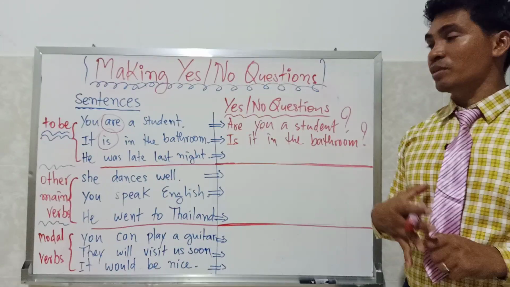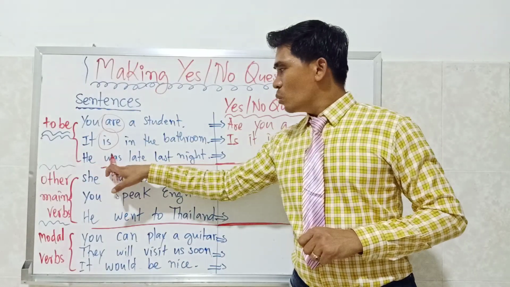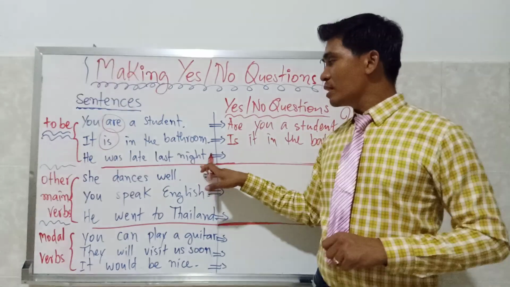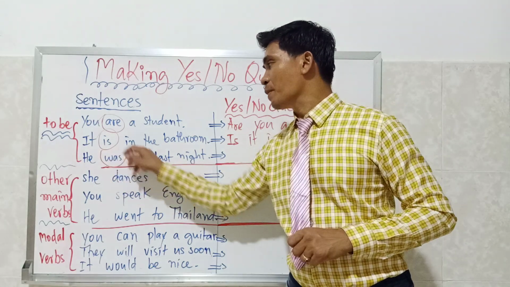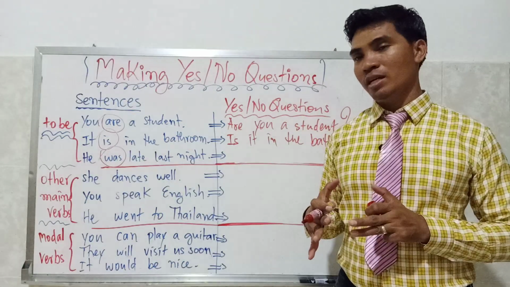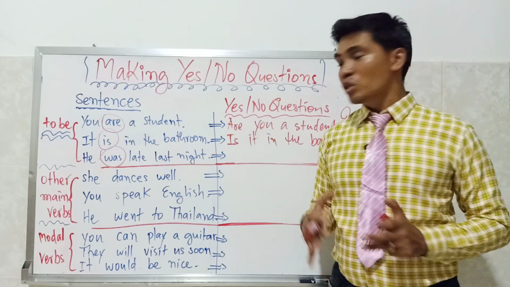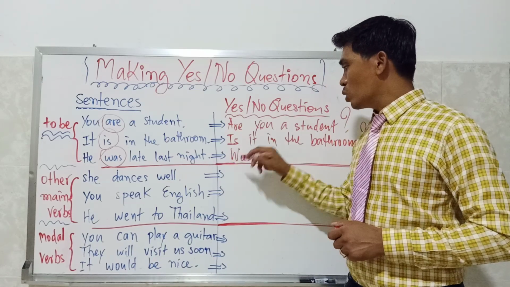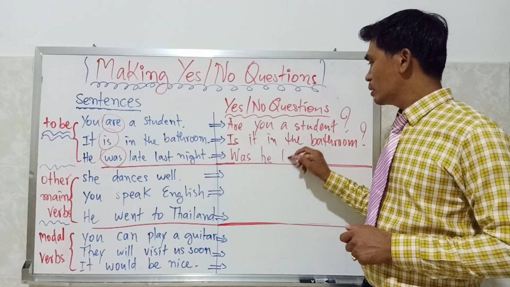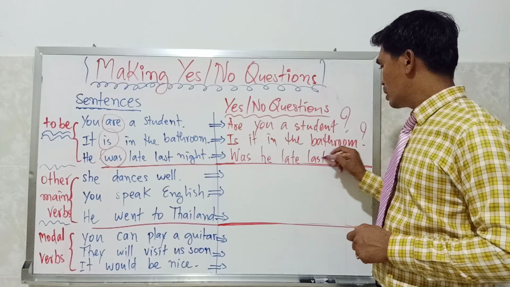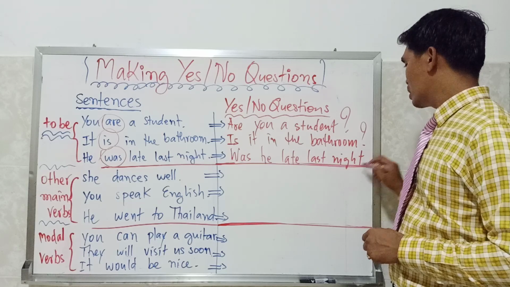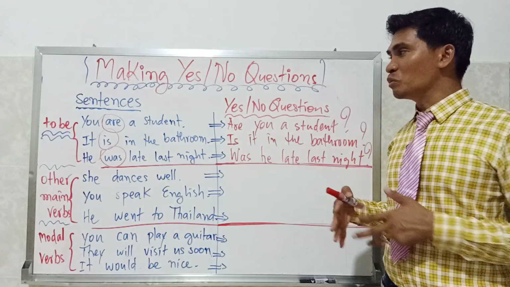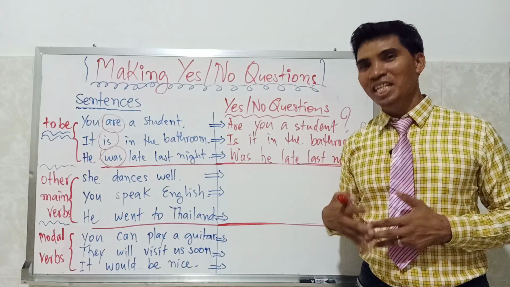Sentence number 3. He was late last night. In this sentence, the verb to be is was. Was is the past tense of verb to be is. So to make a yes-no question, you must start with verb to be was. So, was he late last night? And question mark. That is the way you make a yes-no question when you see a sentence with verb to be.